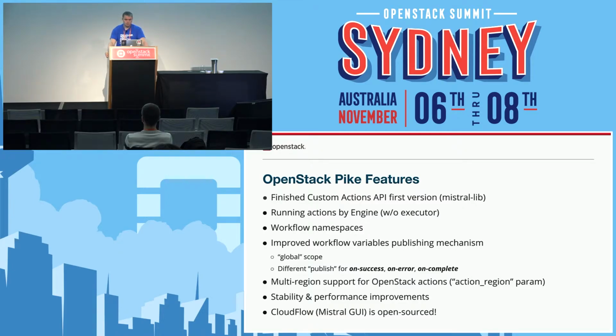So now there is a notion of global scope where you could publish variables from any branch, and it should be accessible from basically anywhere. OpenStack actions now can run against multiple regions, so there is a certain parameter for that. We also made a number of stability and performance improvements, and this work is really ongoing. We keep improving Mistral performance. This year it was improved probably 50% again.